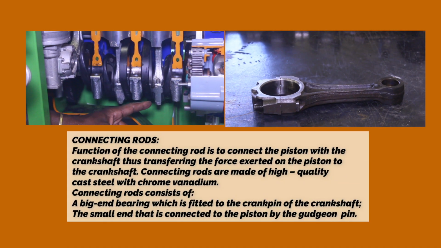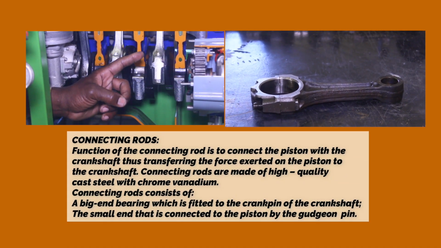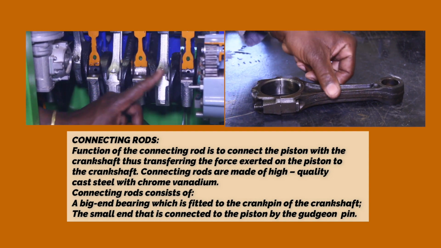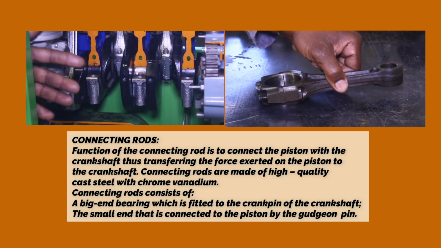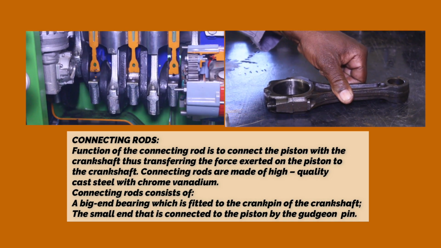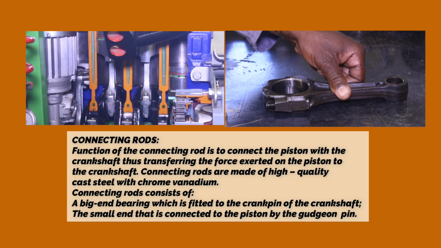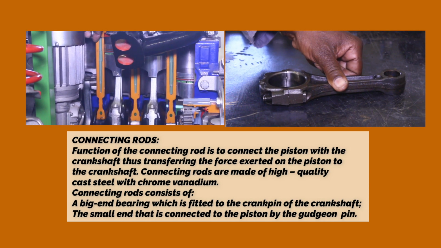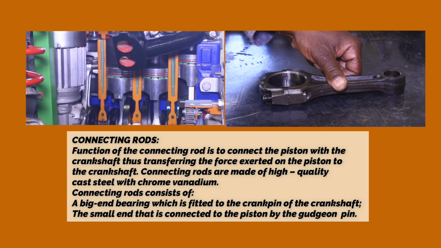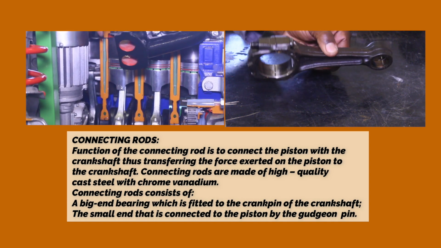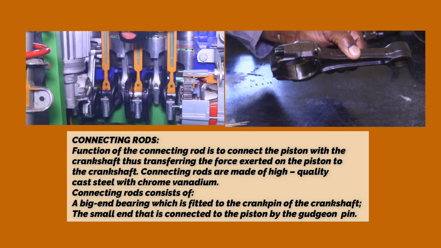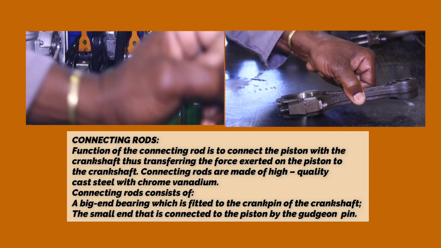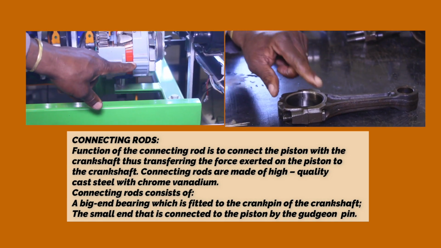Connecting rods. Function of the connecting rod is to connect the piston with the crankshaft, thus transferring the force exerted on the piston to the crankshaft. Connecting rods are made of high quality cast steel with chrome vanadium. Connecting rods consist of a big end bearing which is fitted to the crank pin of the crankshaft, the small end that is connected to the piston by the gudgeon pin.